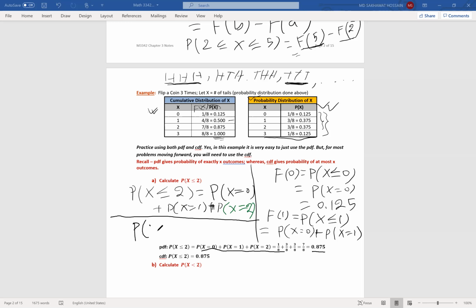So the probability of X less than or equal to 2, from the definition of CDF, we already know that this is equal to F of 2, right? Because this is less than or equal to. So this is equal to F of 2, and you can see here this probability is 0.875.